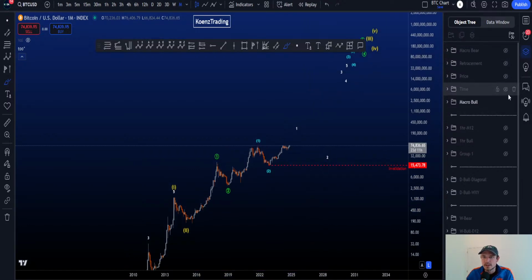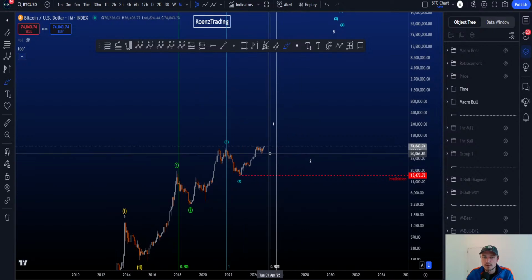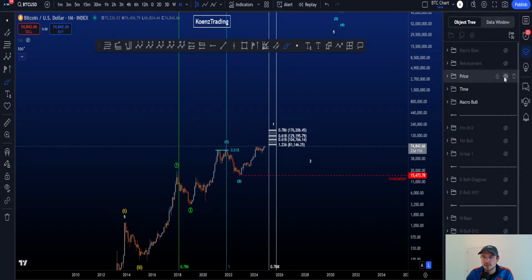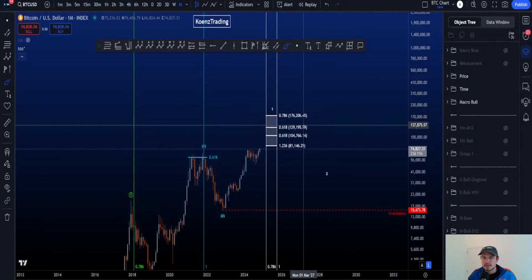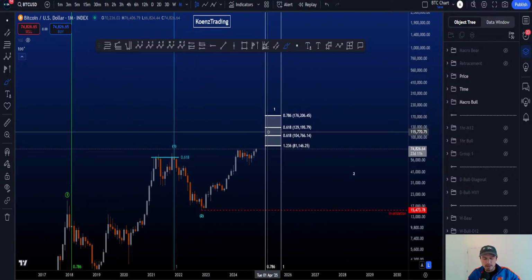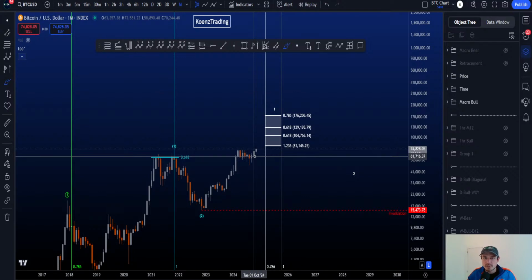Now, in this particular scenario that I have on my chart, you would expect an all-time high to be made somewhere between March 2025 and October 2025 with a price of 81K to 176K. That, of course, is a very big target area, right?